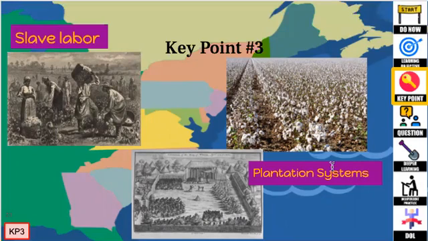Because of the large plantations, which are just very, very large scale farms, many of the people in the southern colonies made use of slave labor to work on these large scale plantations to produce cash crops.